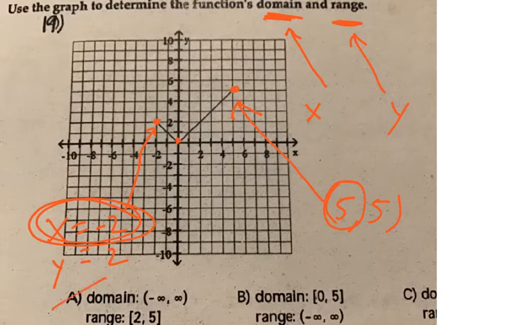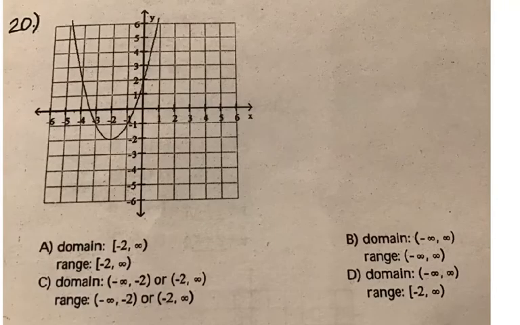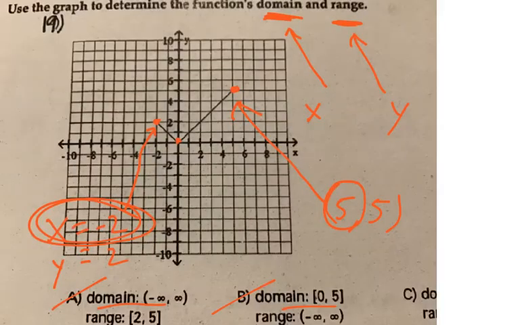So as you can see, A and B don't match my domain. Ooh, I must have chopped off the choice there. So the answer is going to be from -2 to +5, okay? That's going to be my big D, or my domain.